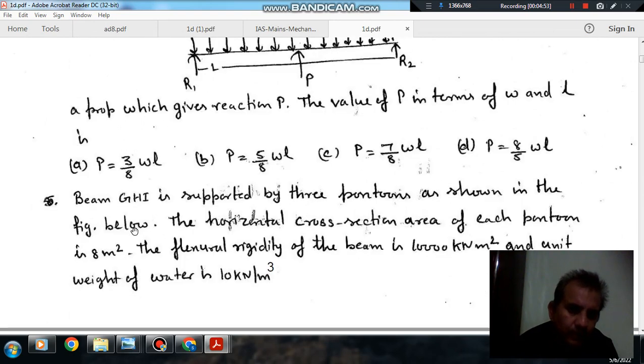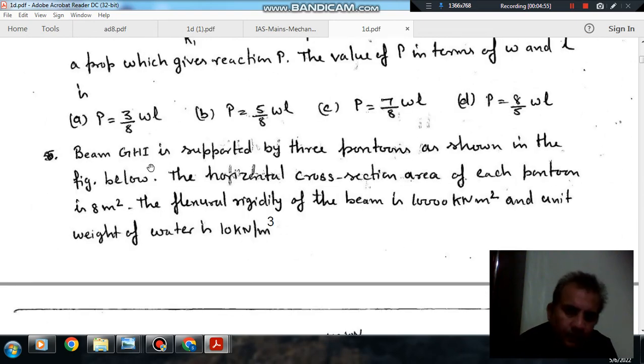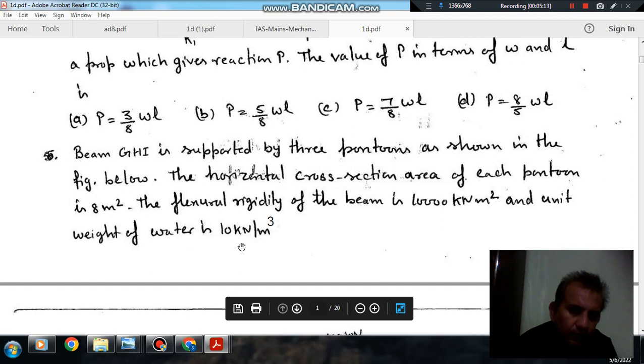Okay. Next, beam GHI is supported by three pontoons as shown in the figure below. The horizontal cross-section area of each pontoon is 8 meters squared. The flexural rigidity of the beam is 10,000 kilonewton meter squared and the unit weight of water is 10 kilonewton per meter cubed.